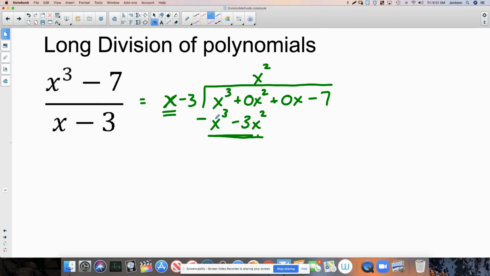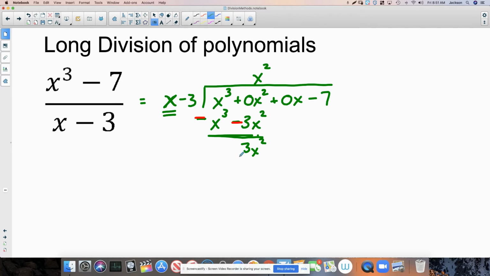X cubed minus x cubed is nothing. 0, and got to be careful here, 0 minus negative 3. Okay, I'm going to emphasize this. We are subtracting negative 3. You've got to pay attention to this. Don't just do 0 minus 3 is negative 3. It's 0 minus negative 3. And 0 minus a negative is 0 plus, right? So we do 3x squared here.